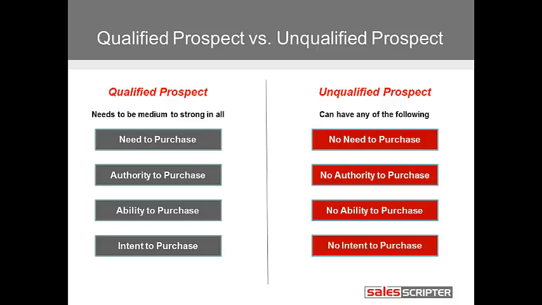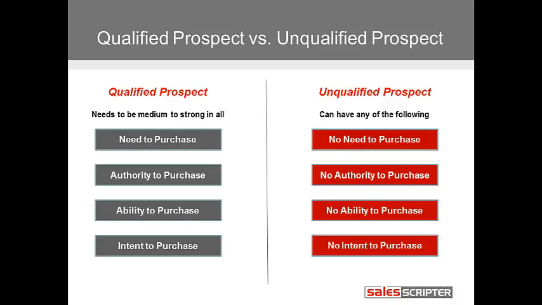The authority to purchase means that you're dealing with someone who can say yes, and even if you're not dealing with the decision maker, the decision maker is at least knowledgeable about the opportunity that you're working on. So you might be dealing with an influencer or a coach, but the person that says yes is in the loop on what's going on. So you need to have the authority to purchase at a medium to good level.